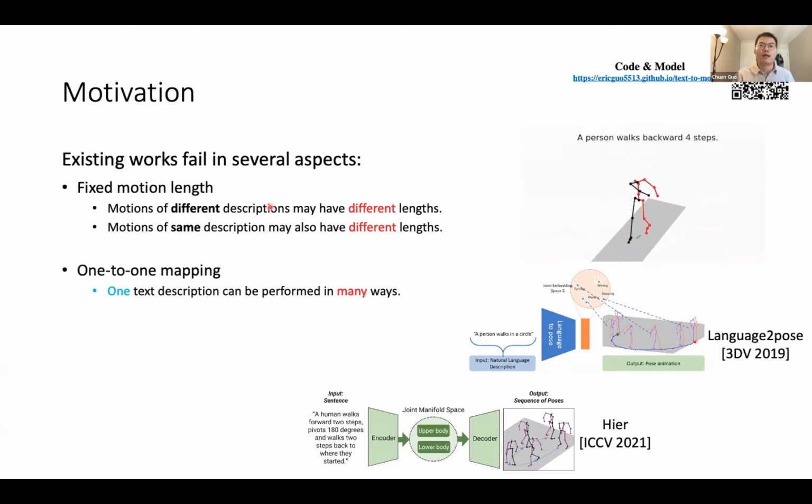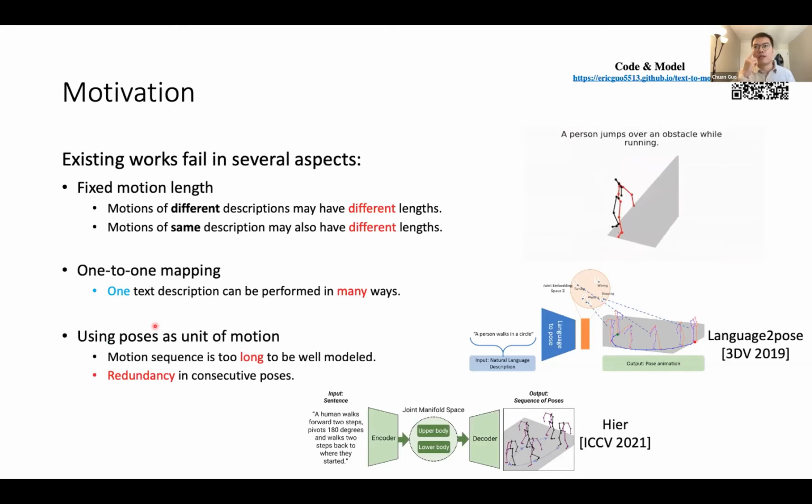The second one is that existing works usually model this problem as a one-to-one mapping. That means given one text description, they try to regress or predict one output pose sequence. But that's also not quite true in reality, because given one textual description, the character can perform it in many ways. For example, for a person standing on one leg, maybe the person can stand on the left leg or the right leg. So there are multiple ways to do that, and there is some stochasticity here.